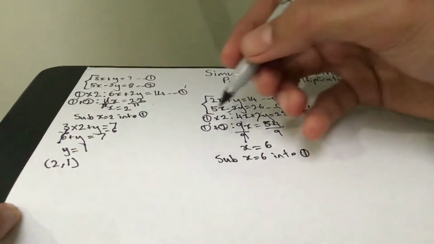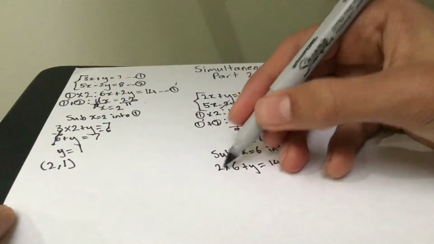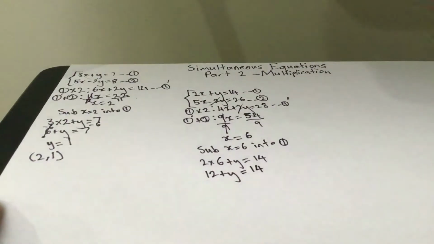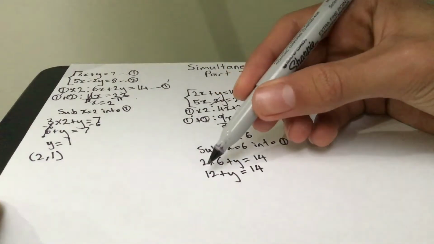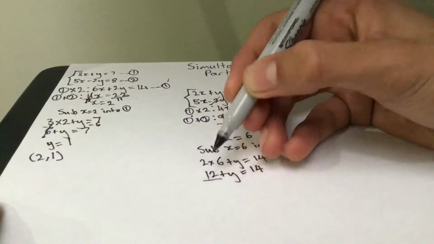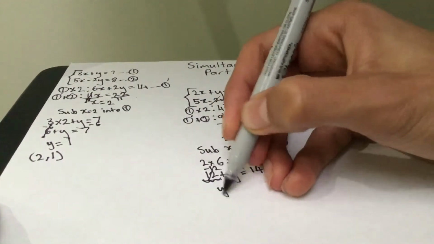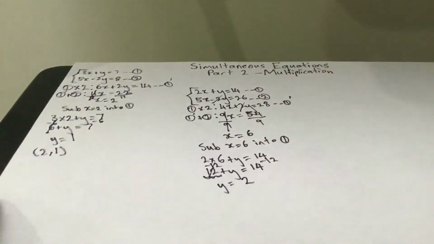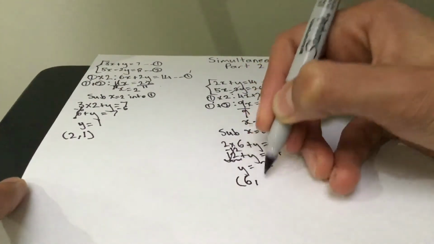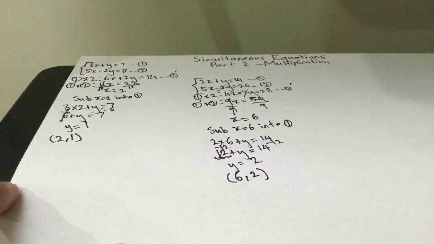So 2 times 6 plus y equals 14. 2 times 6 is 12, plus y equals 14. Now we have to remove 12 from the left hand side and bring it to the right hand side. We're going to go minus 12 to both sides. That cancels out. 14 minus 12 is 2. The last step is to put it into coordinate form, which will look like this: 6 and 2. Now let's move on to another equation.